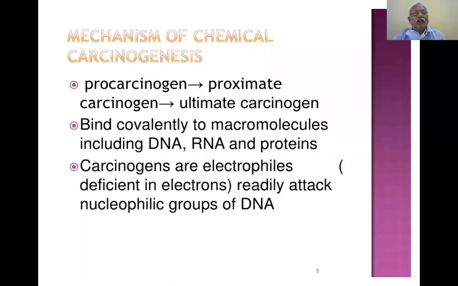So mechanism of chemical carcinogenesis also we have to consider here. Procarcinogen will be converted into proximate carcinogen, and ultimately it will be converted into carcinogen. So bind covalently to macromolecules that is DNA and RNA and other proteins in the cell. And carcinogens are electrophiles. So they are deficient in electrons. That's why wherever there are rich in electrons, it will bind to that easily. So there is not much effort needed for that. So they will readily attack the nucleophilic groups of DNA.